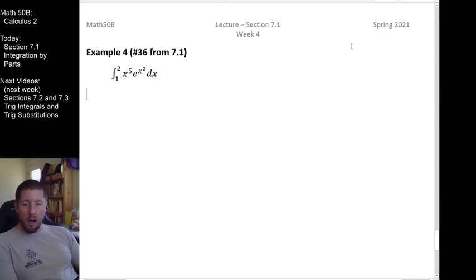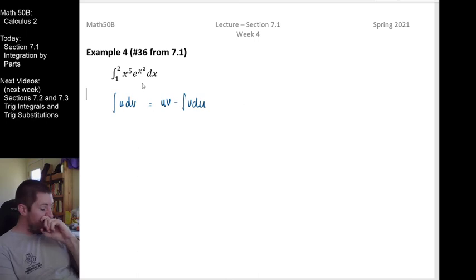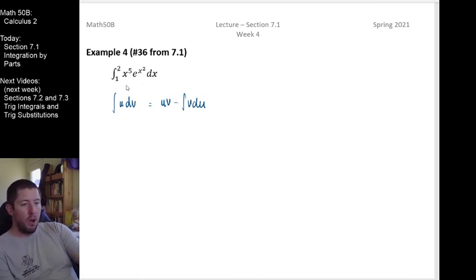So we kind of know our process by now, right? We know that we want to think that we're looking at some sort of u dv should be equal to uv minus the integral of v du. And so we're just going to make our most natural first guesses here, right? So I'm thinking to myself that we should try picking u to be x to the 5th.